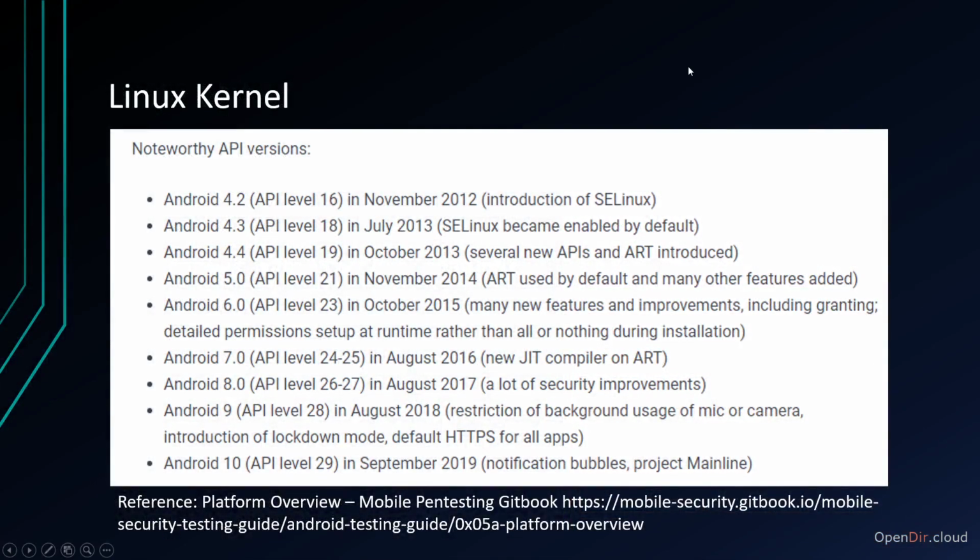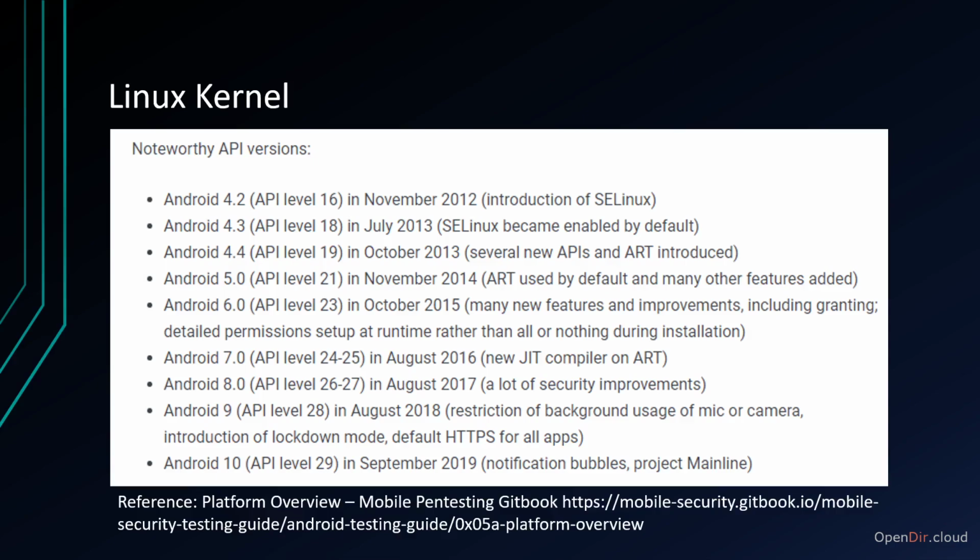Okay, so obviously Android is based on the Linux kernel, and back in November of 2012, that is the introduction of SELinux, which is Security Enhanced Linux. If you don't know anything about Security Enhanced Linux, I definitely recommend going out there and reading up about that, and that was not enabled by default until July 2013 with API level 18, so something to consider when we're looking back at previous versions of Android there.